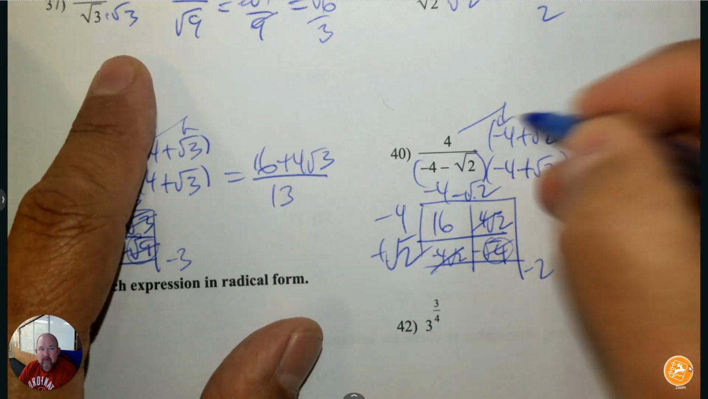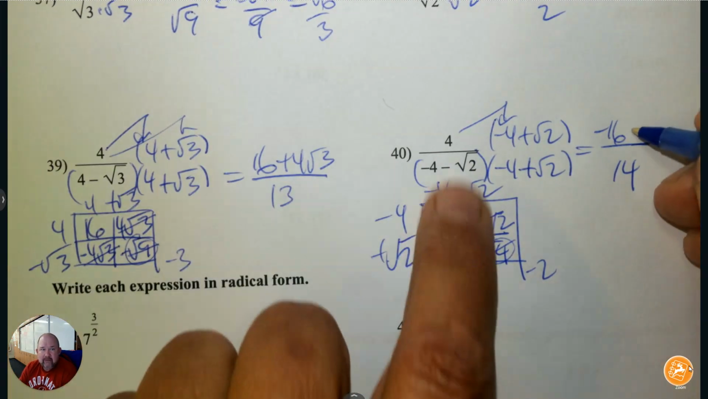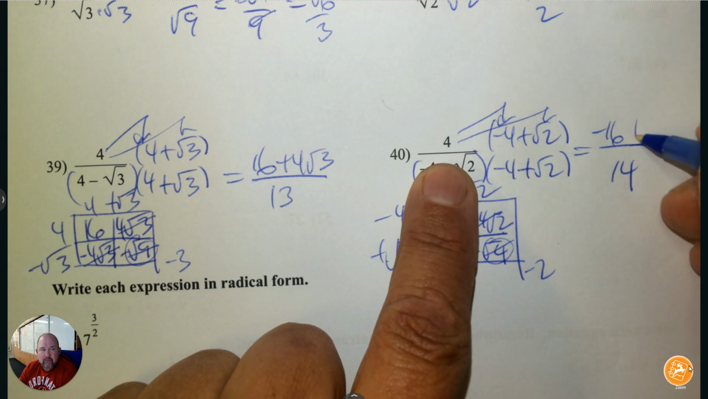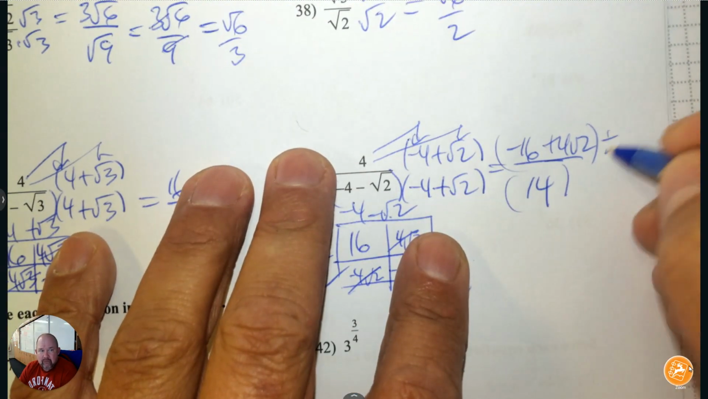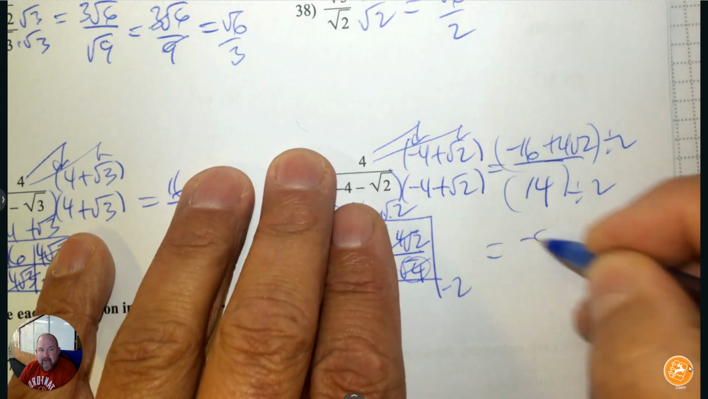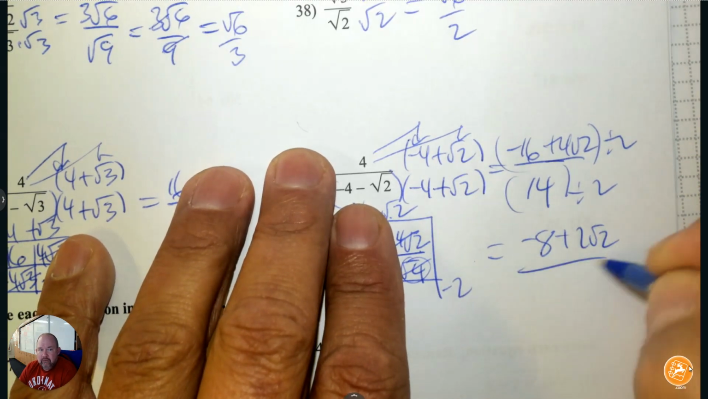And then the numerator is negative 16 and positive 4 root 2. Recognize that you could divide the top and bottom by 2, and you get negative 8 plus 2 root 2 over 7.